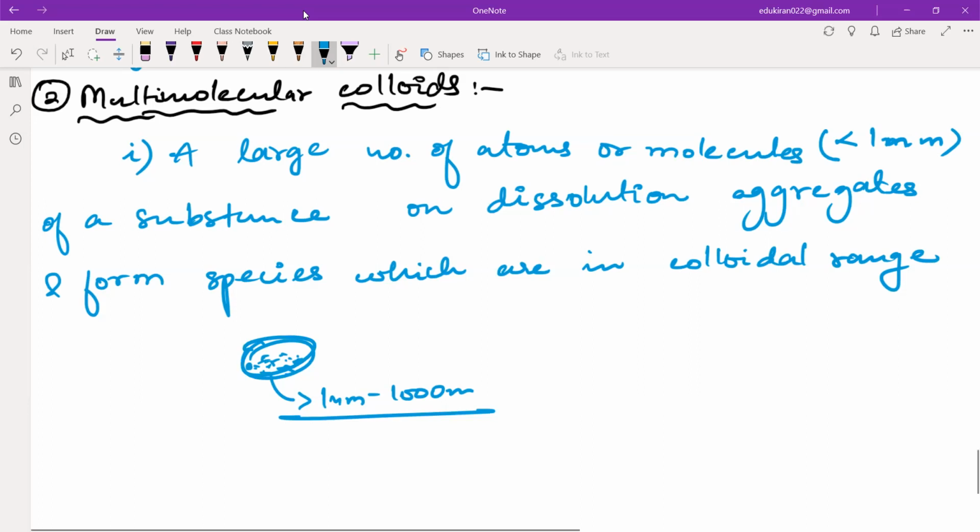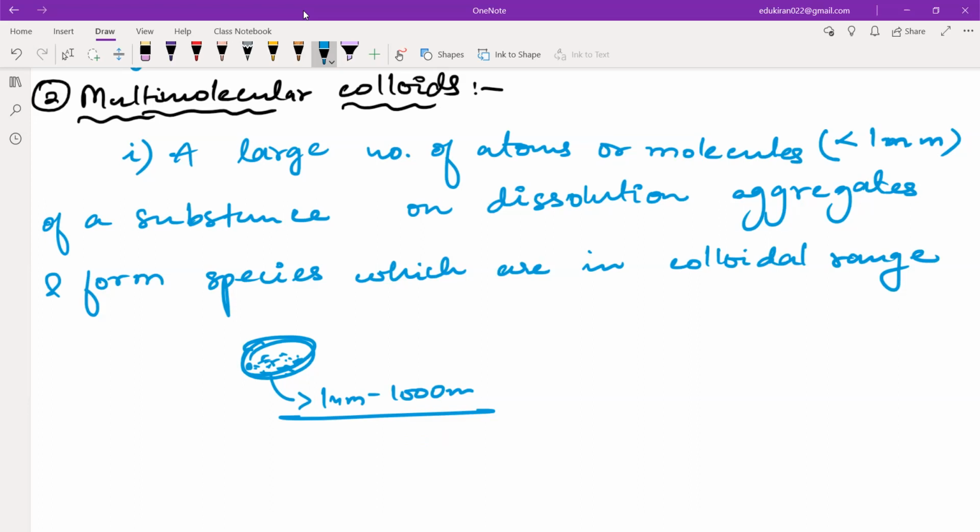So these types of colloids are known as multimolecular colloids. When you add simple molecules, they are not in the colloidal range, but when you add a large number of atoms or molecules less than 1 nanometer, they will aggregate together and form a colloidal solution, because the diameter of those species is now 1 nanometer to 1000 nanometer. That is in the colloidal range.